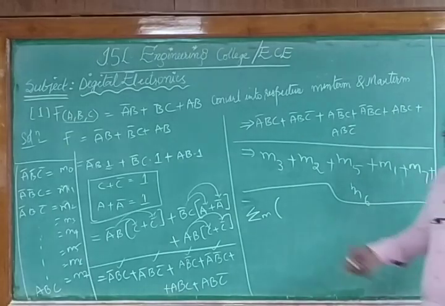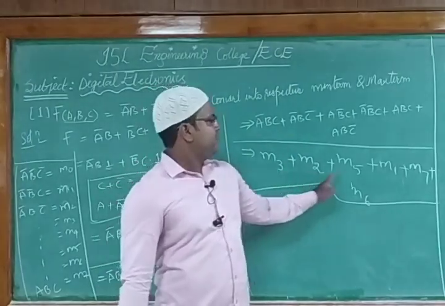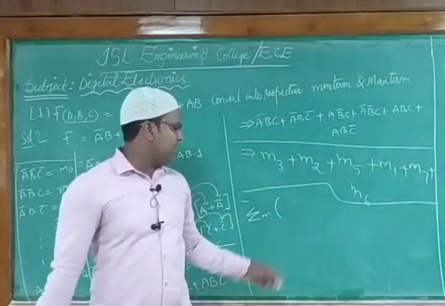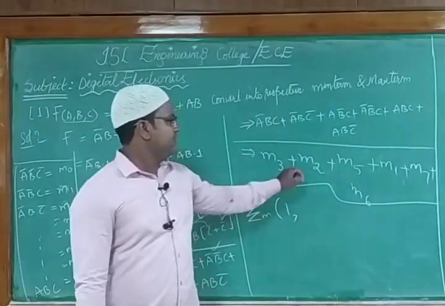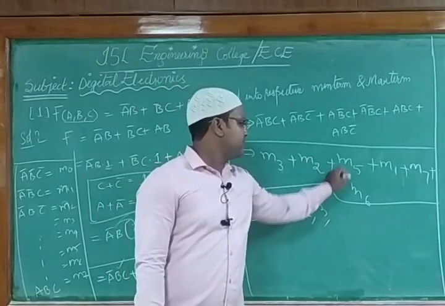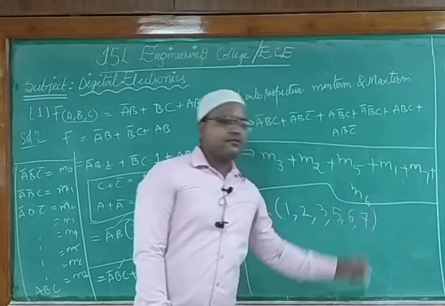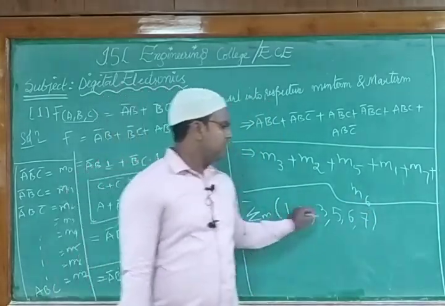So what will I write for the first number? We have 3, 2, 5, 1, 7 and 6. So I'll start from 1. So 1, comma 2, comma 3. The next are 5, 6 and 7. So these are your min terms.